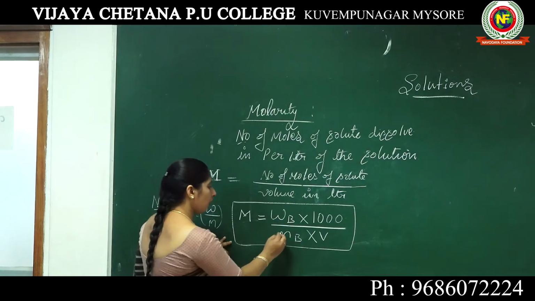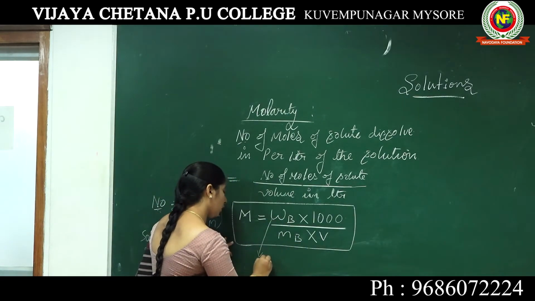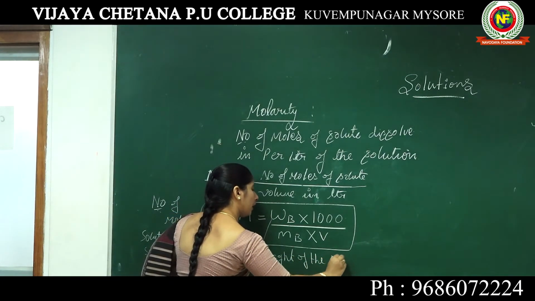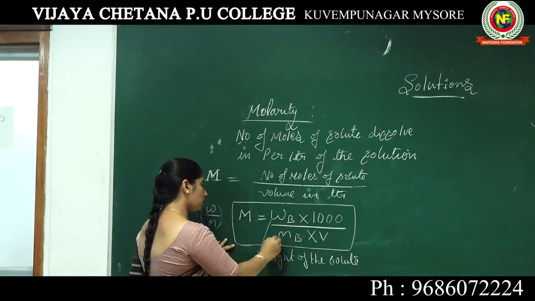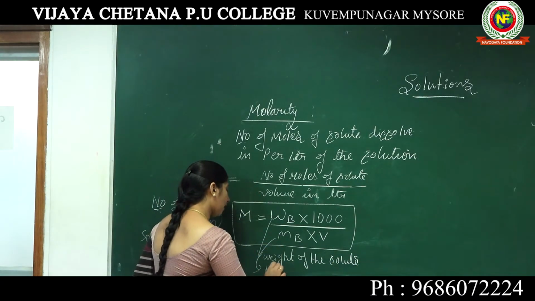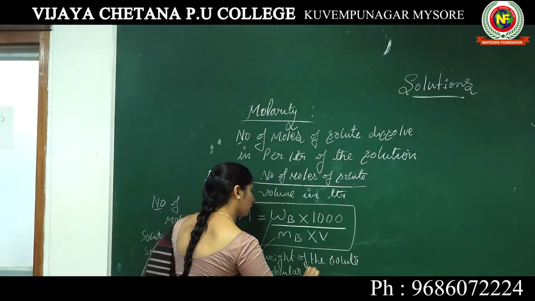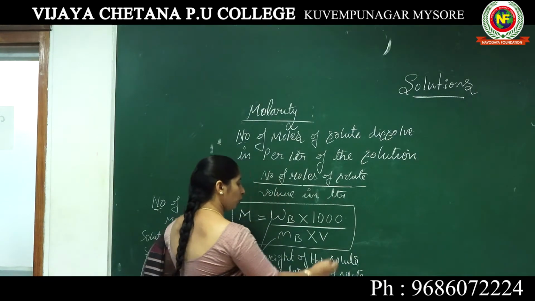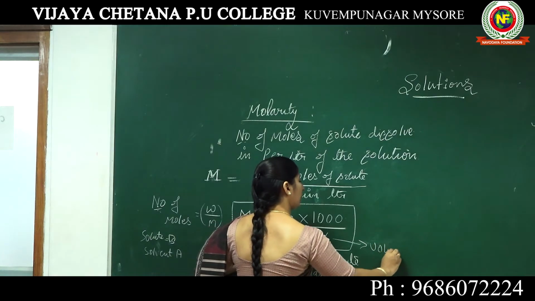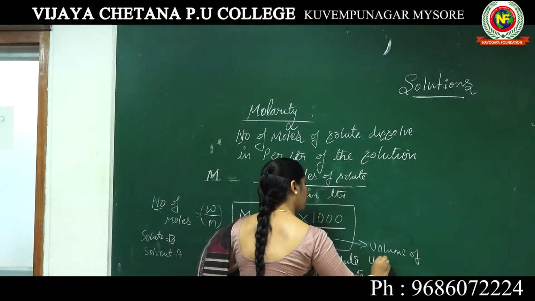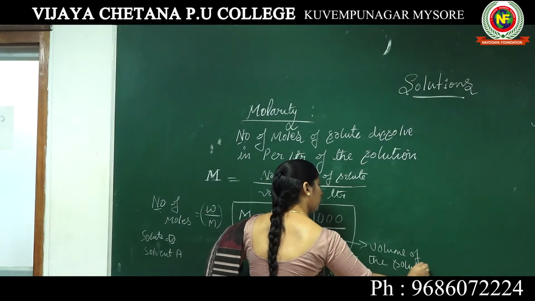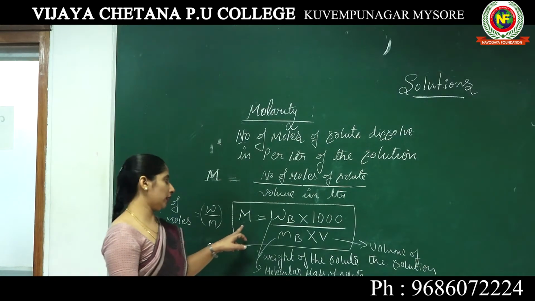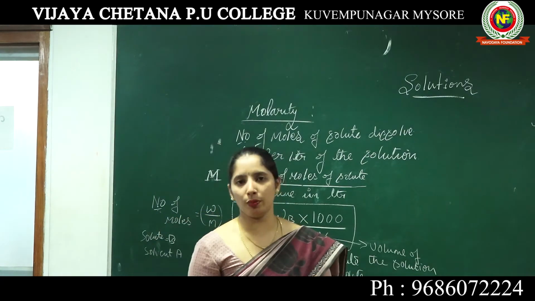Here W B is the weight of the solute. M B is the molecular mass of the solute. V is the volume of the solution. The unit of molarity is mole per liter.